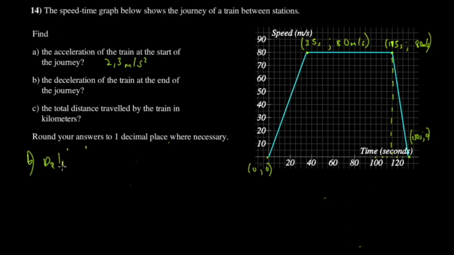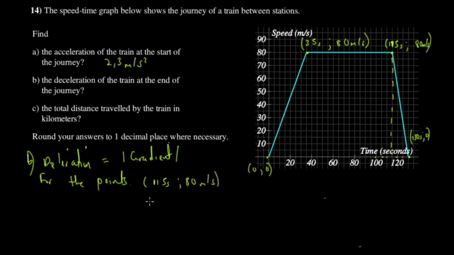So deceleration is equal to the magnitude of the gradient. The reason we are saying magnitude is we'll actually get a negative value there. For the gradient, the points don't need to be only this and this, they can be intermediate points, but almost always these extreme points are the easiest to compute. So here you'd get 115 seconds, 80 meters per second, and 130 seconds, 0 meters per second.